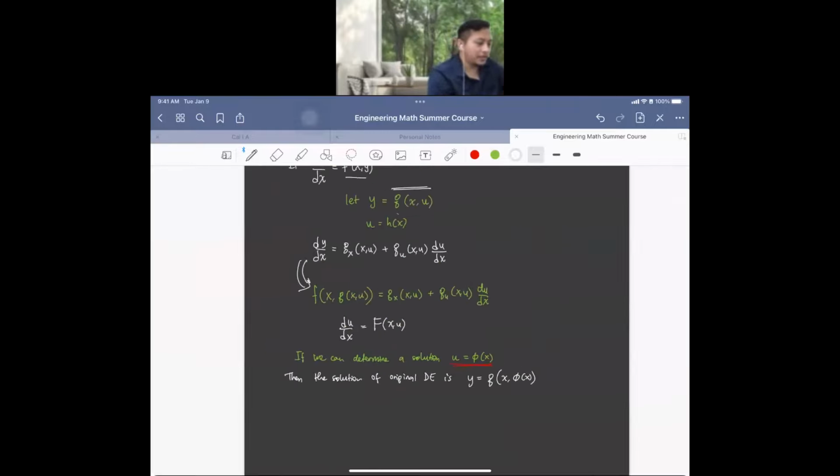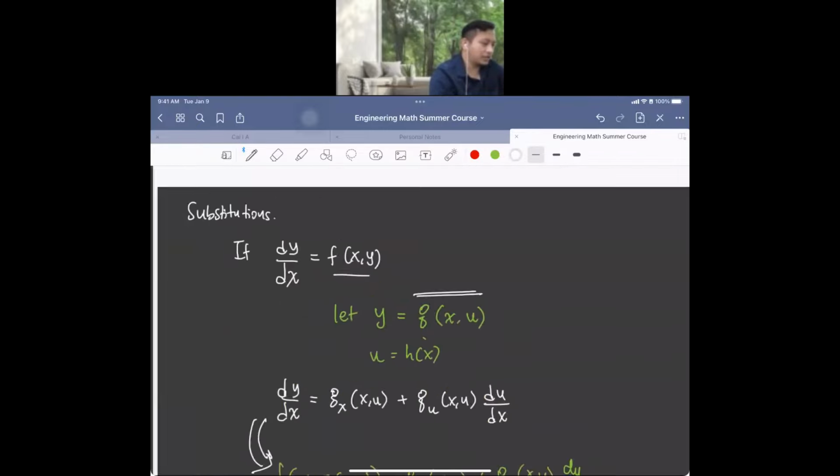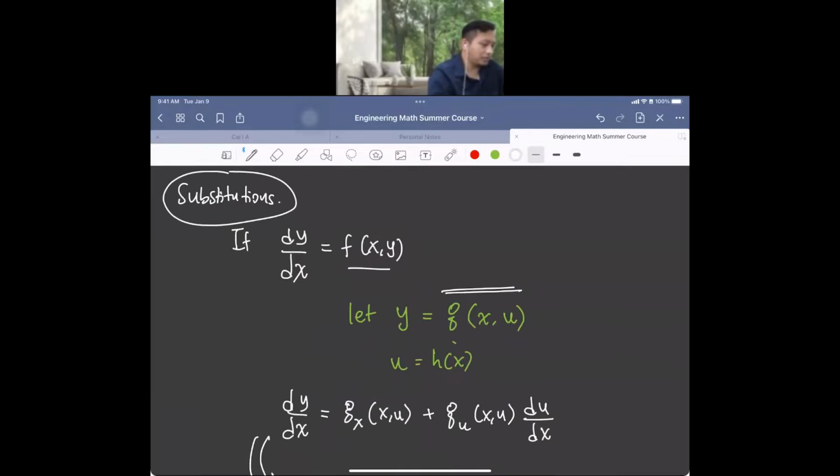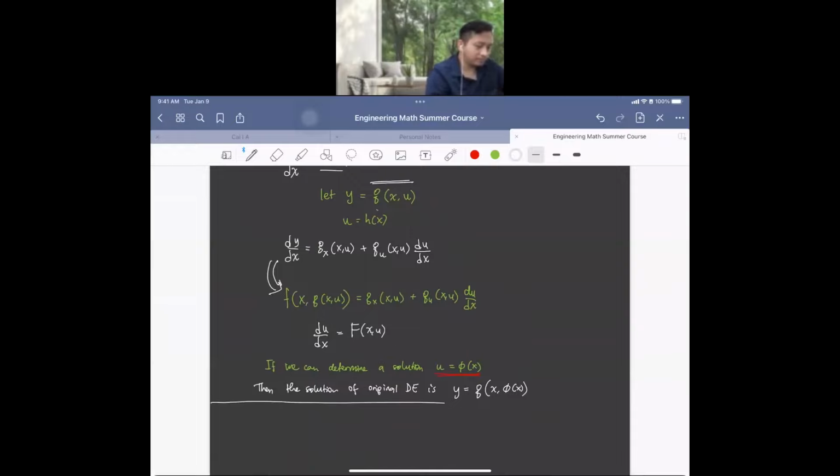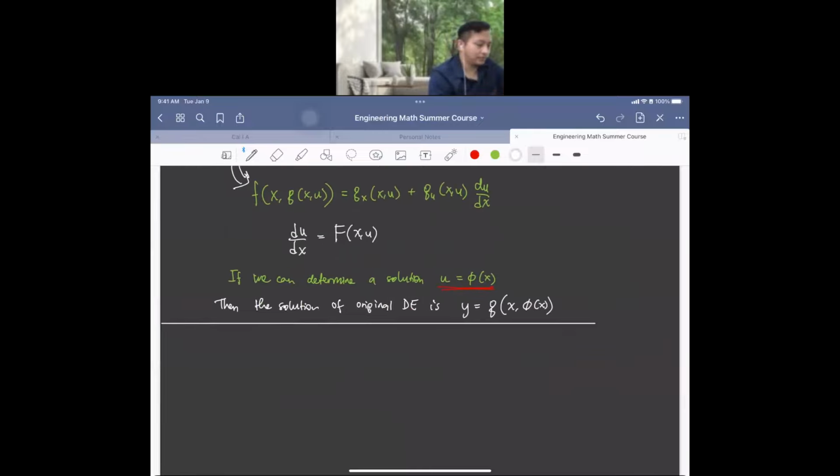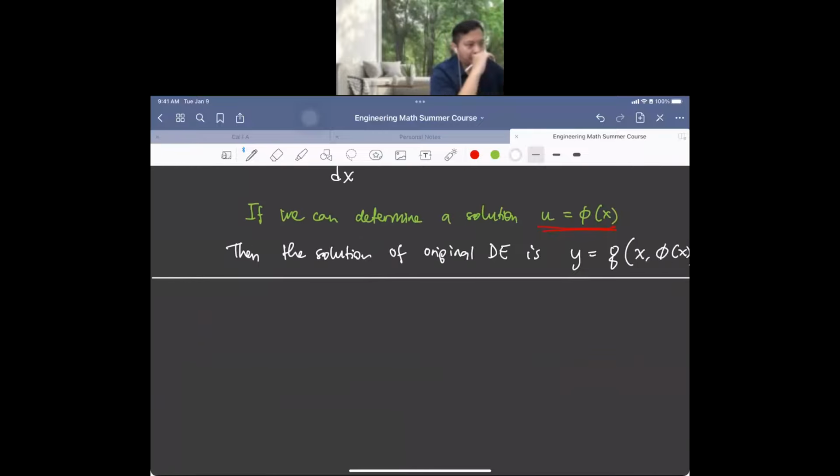But before that, let me give you another property that is probably important in the substitutions, which we call the homogeneous equations. So let me give you the property first, and then let's see how we can solve some examples on the substitutions.